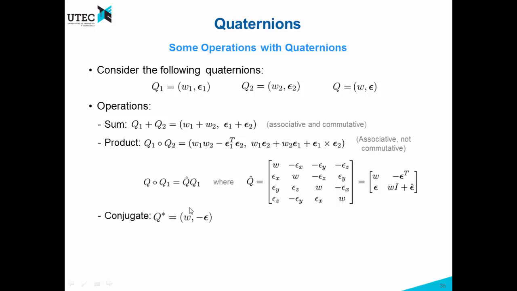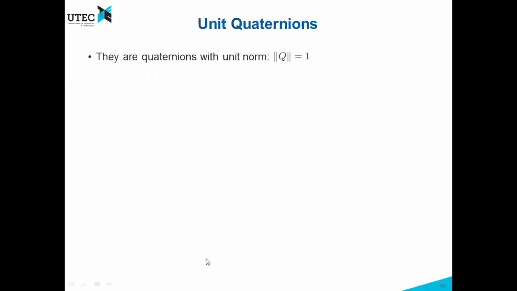The conjugate of a quaternion is the same quaternion, but the vector part has a negative sign. And the norm of a quaternion is represented by this. It's like the norm of a vector, basically. The inverse of a quaternion is the conjugate divided by the modulo of the vector, or the norm, squared. We are rather interested in unit quaternions. Unit quaternions have unit norm.